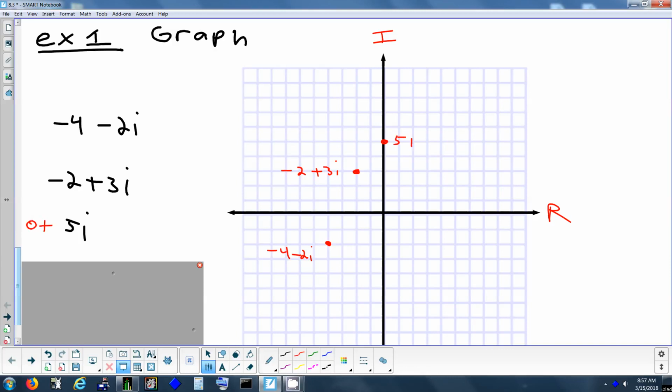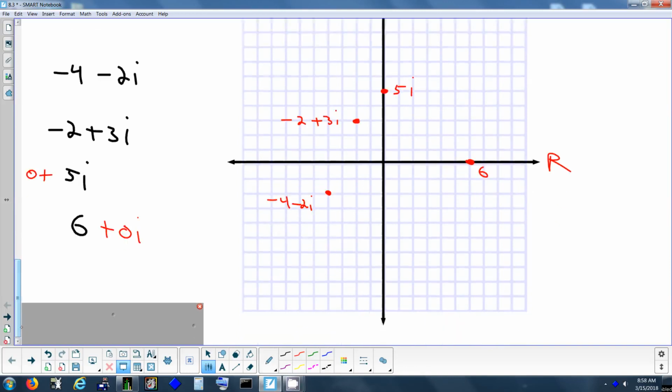Up 5. And then 6, same idea. Think of it as no imaginary part. It's just 6 on the real axis. Those last two points are special because they're not in a quadrant. They're on an axis, so we'll talk about that. Any questions on how to graph a complex number?